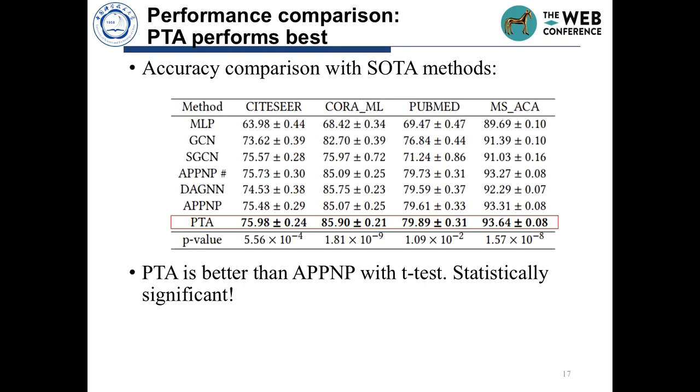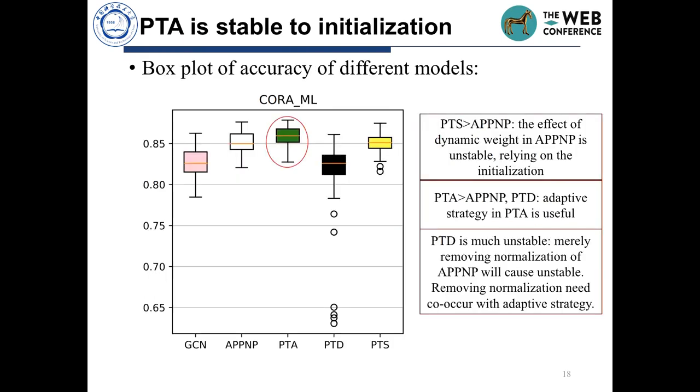Now let's see how our proposed PTA further improves APPNP. The table shows the overall comparison of different models. According to this table, the performance of PTA is best. By random experiments, we draw a box plot for different models. Among them, PTA has the smallest box. This validates that PTA is stable to initialization.